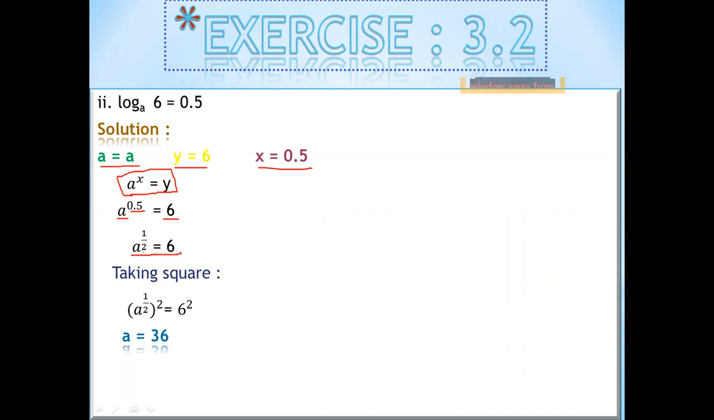As you know, we can write 0.5 as 1 over 2. A raised to the power 1 over 2 is equal to 6. So the base is a on one side and the base is 6 on the other side. No comparison of the two bases is possible, they are different. So we take the square of both sides. A to the power 1 by 2, whole square, is equal to 6 square. To remove 1 by 2, we take the square of both sides. The 2 and 2 cancel, and the value of a becomes 36.